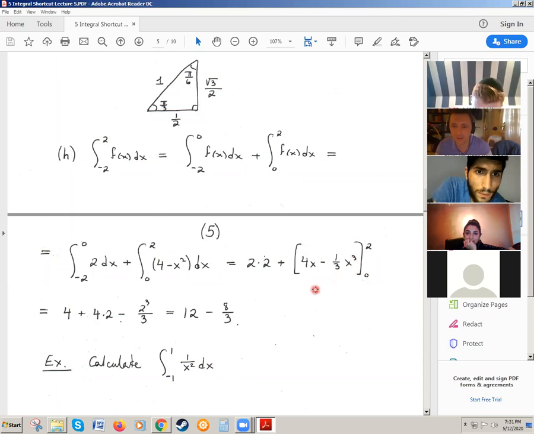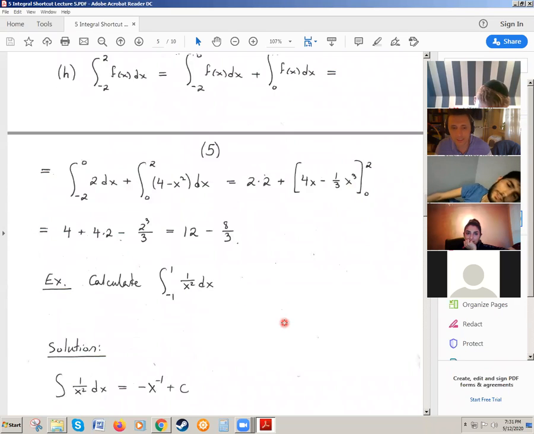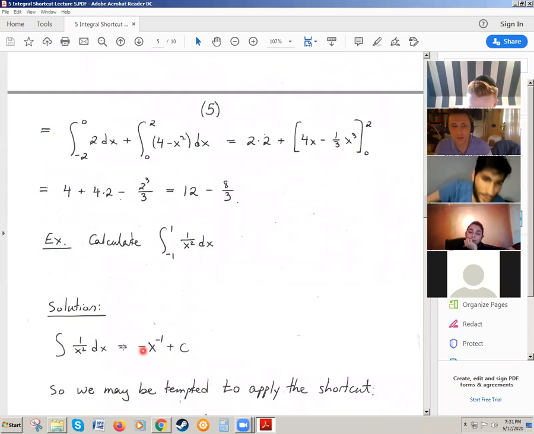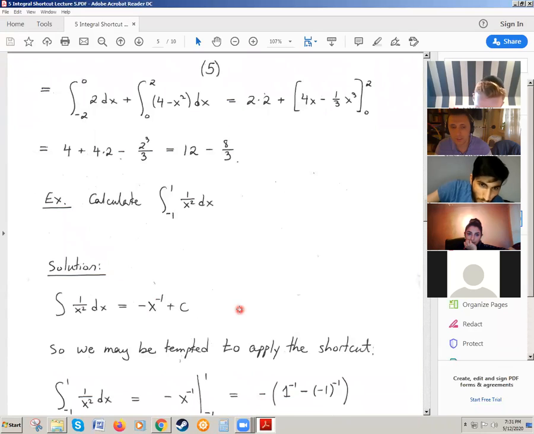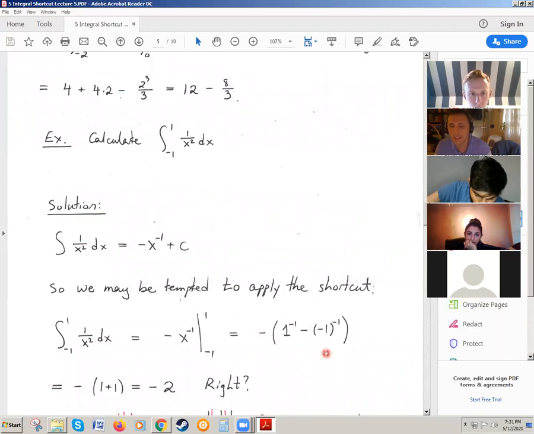Okay, so that can't be right, because you have to get something positive for the area. Let's see. We can try this shortcut. We take the antiderivative of 1 over x squared, and it's correct. It's -x to the -1. Yes, but then when you do the math with the shortcut, you get -2. Is this the right answer, guys? -2 is the right answer for this problem?